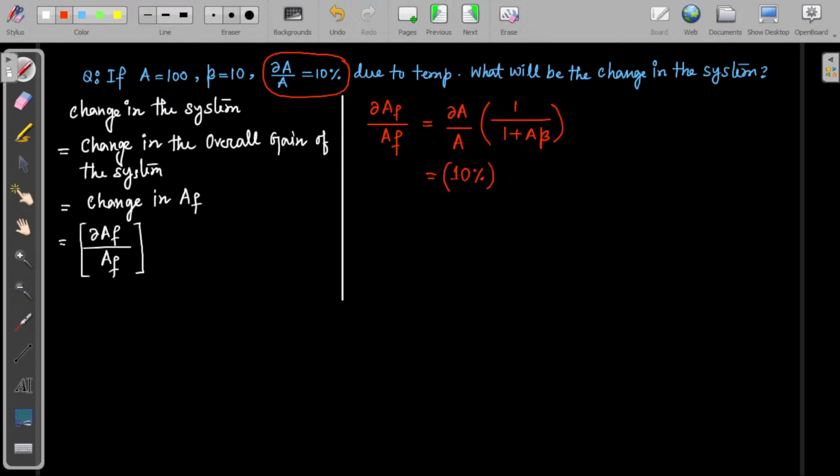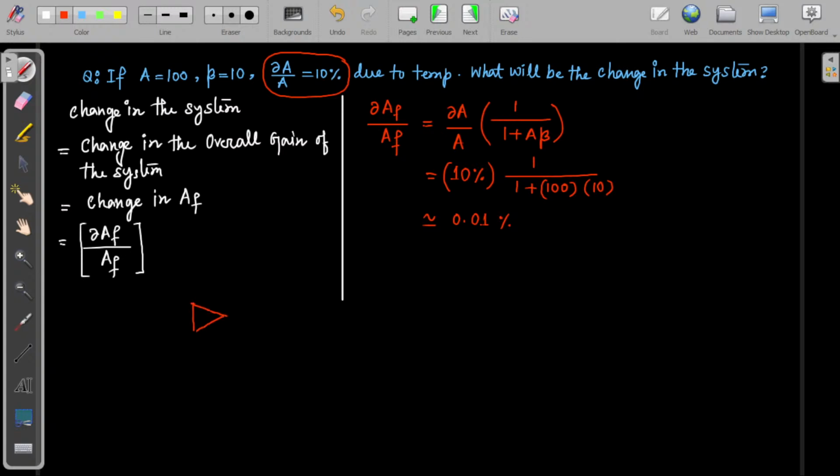It is given 1 by 1 plus A beta. So A value is given, beta value is given. So 1 plus A value is 100, beta value is 10. So now if we calculate this, what will be the value? If you calculate this thing, you will get near about 0.01%.